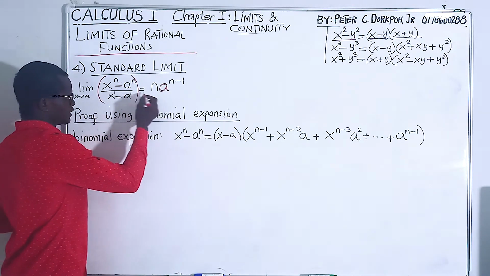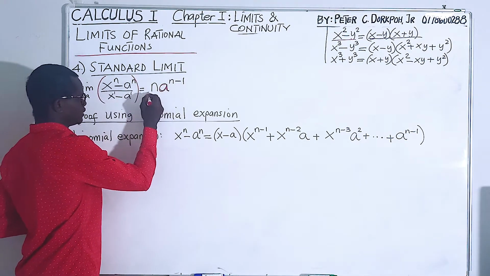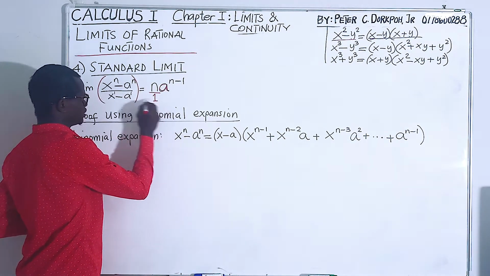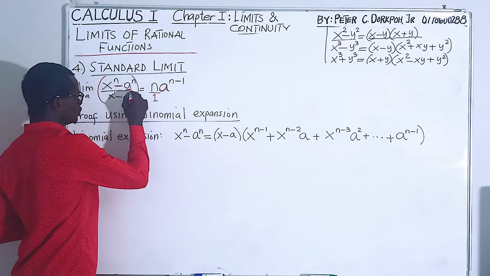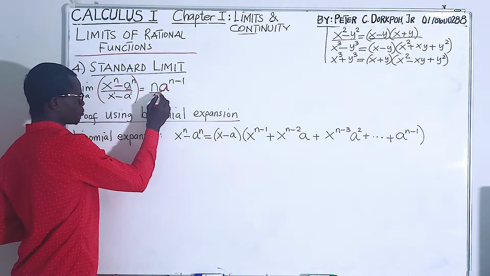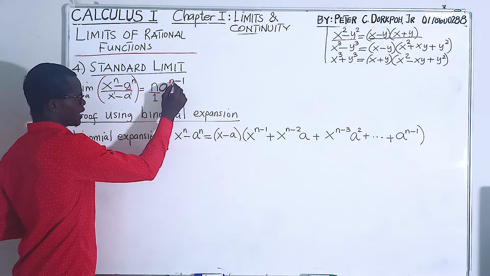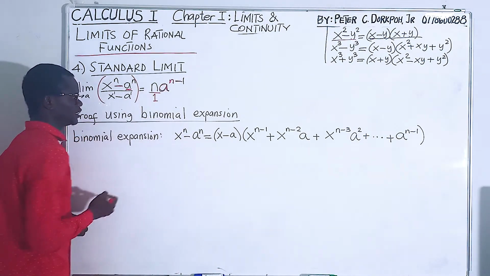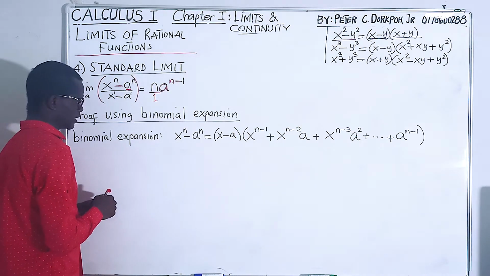Now, we said this is now equal to n, the power of the numerator, divided by the power of the denominator, which is just 1, times the term that is attached to the negative, a raised to the power of the numerator minus the power of the denominator. So we want to prove that using the binomial expansion.